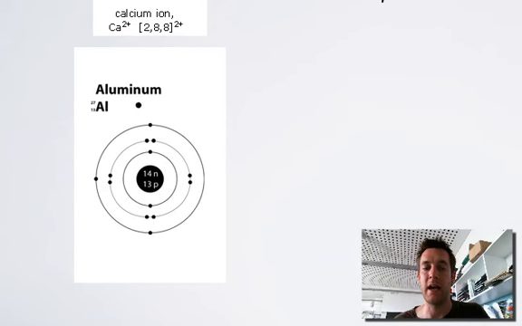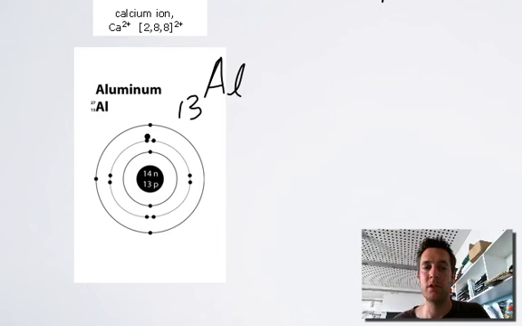Here's an aluminium atom at the moment, okay, with 13 protons. Just like aluminium always has, Al, with an atomic number of 13. We can see on this diagram here, if we count them up, I'm not going to right now, but you can in your own time. If we count them up, there's 13 electrons there.